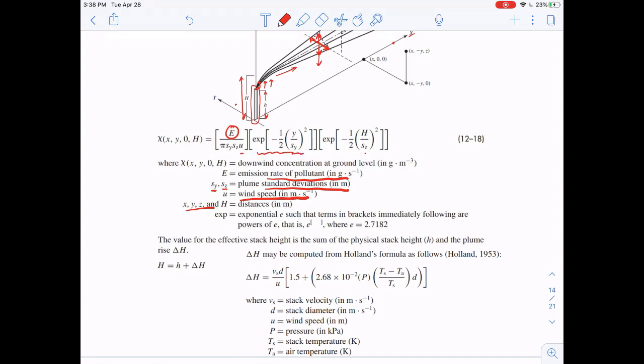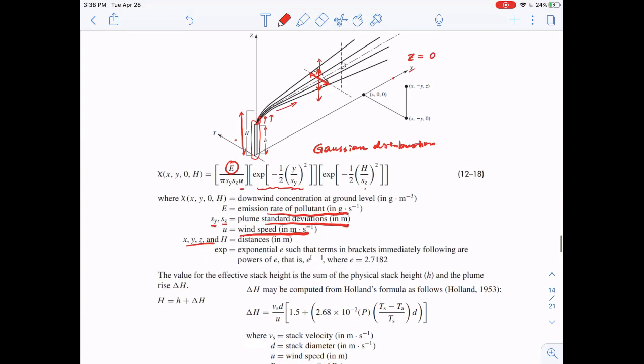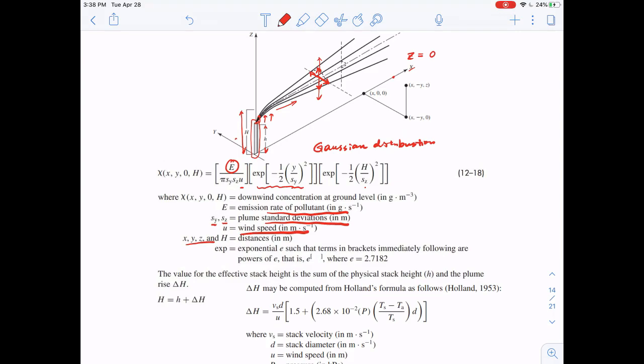So you can see that further, if you know the background of mathematics, these just represent the product of two Gaussian distributions. Okay, so basically this model just assumed that the dispersion along the z direction and the dispersion along the y direction are just the product of two Gaussian distributions.